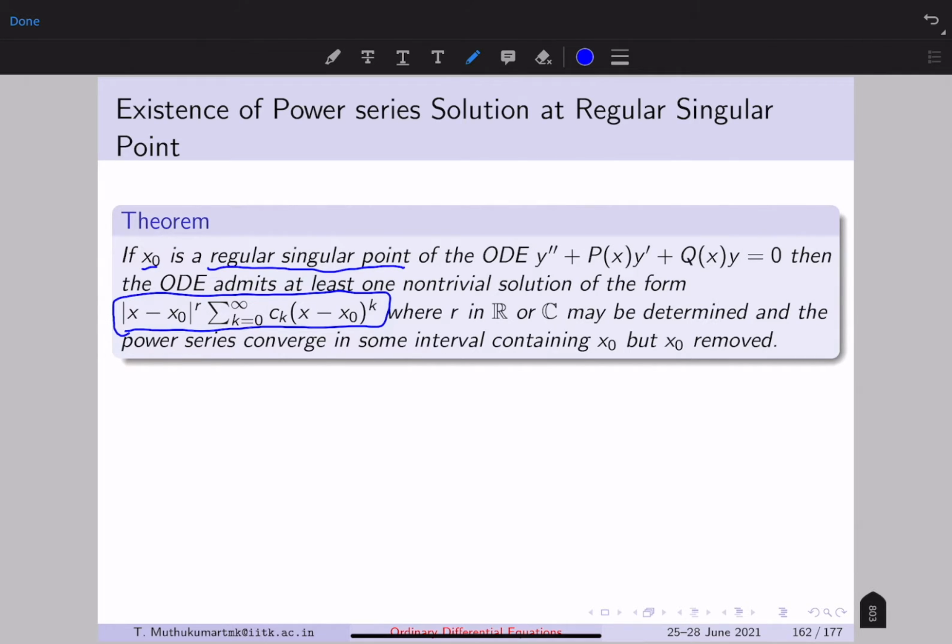Of this form, where this R that you have in the power can be a real or complex number, may be determined, and the power series converges in some interval containing x naught, but except at x naught. So the region of convergence is a punctured disk. You have x naught, you have some interval around x naught, and you remove the point x naught, and in the rest of the place the series converges.